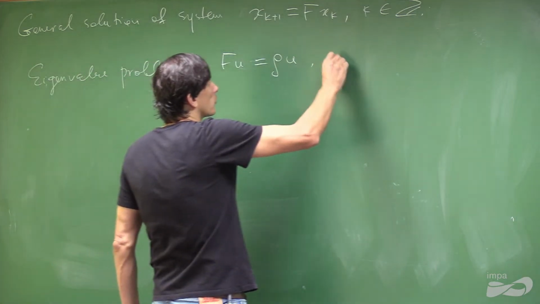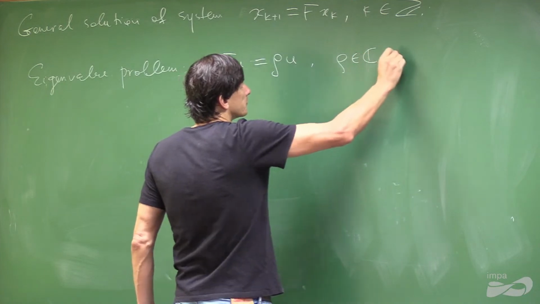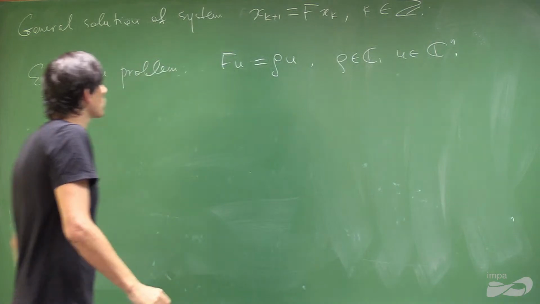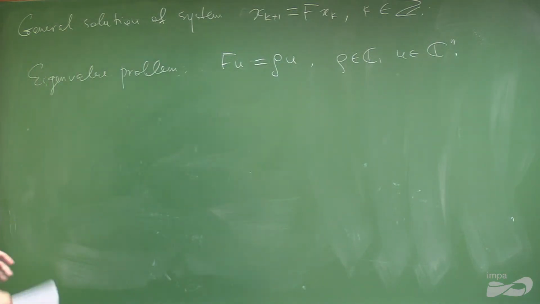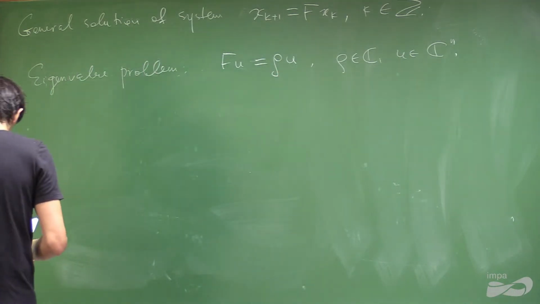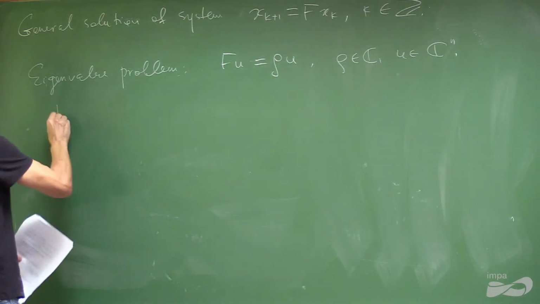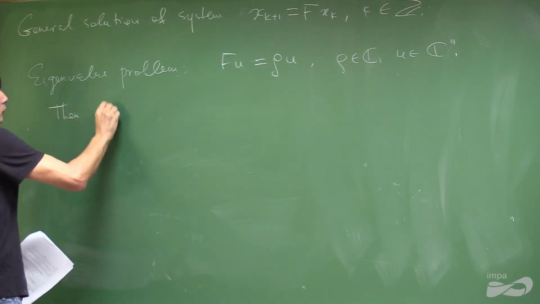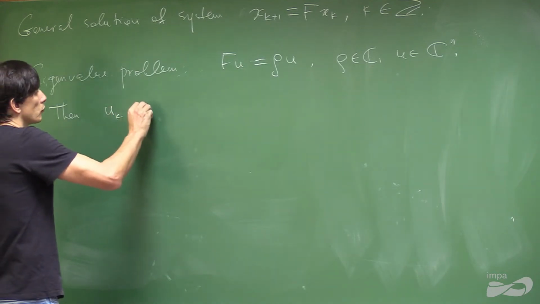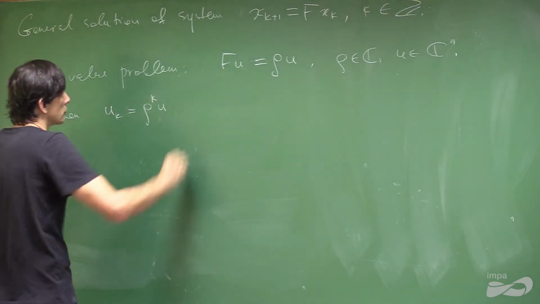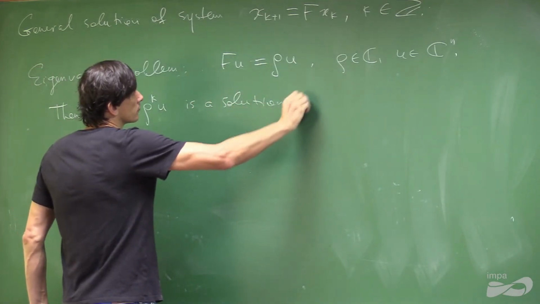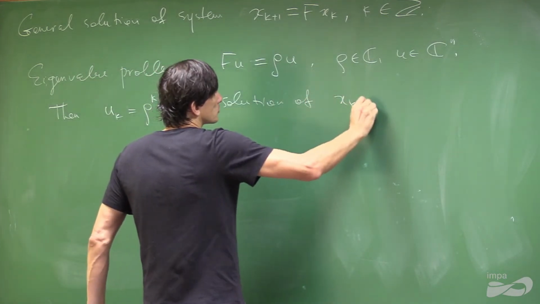Remember that an eigenvalue problem means that we are in a complex space in general. So what you can see is that whenever you have an eigenvector, then you can immediately find a solution: u_k, which will be equal to rho^k u, is a solution of this problem.